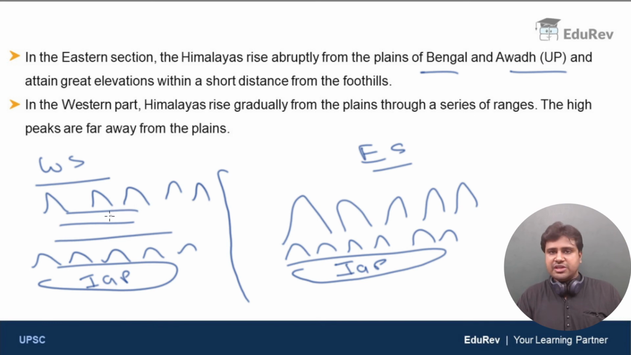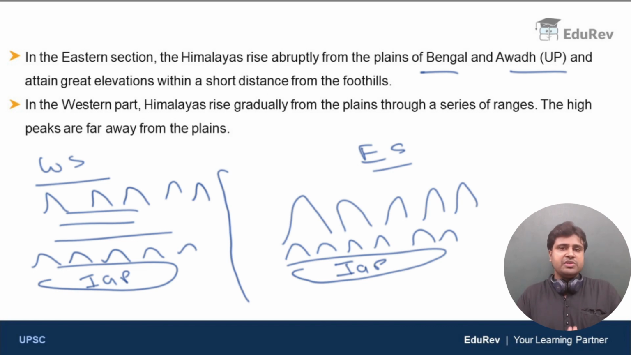When you come to the western section, you have Indo-Gangetic plain, and to the north of that you have Shivaliks, and to the north of that you encounter a series of ranges. And these ranges, they gradually rise in elevation. And beyond that, finally, you meet the high peaks. So in the western section, the high peaks are far away from the plain, but in the eastern section, the high peaks are close to the plain.